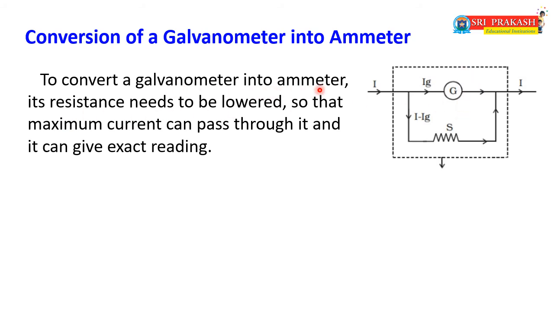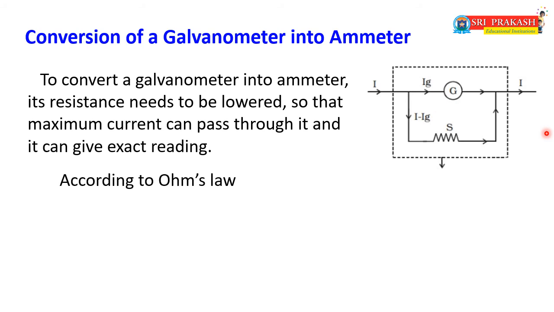To convert the galvanometer into ammeter, its resistance needs to be lowered. If it is less, more current will pass through the system, and then that current value we can measure, so that maximum current can pass through it and it can give an exact reading. If resistance is there, some current will be stopped, then how much current is passing through the galvanometer we can't measure properly.